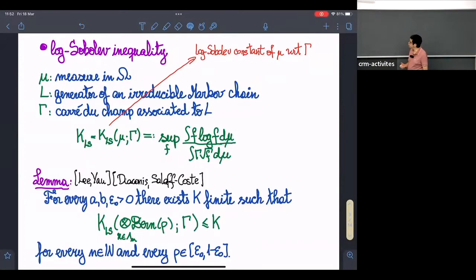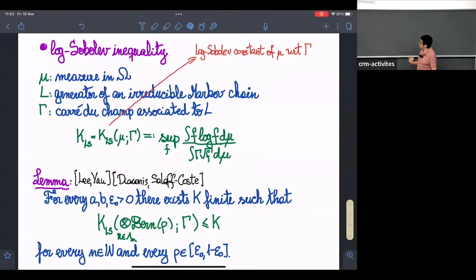Let me explain what I mean by the log-Sobolev inequality. It's a general fact about measures and generators of irreducible Markov chains. The setup is the following. You start with a measure in your state space omega. Let's assume that the state space is finite, so we don't have problems with the convergence of anything. And also, let's assume that the measure is a reference measure, in the sense that it has full support. Let's take L, the generator of an irreducible Markov chain, and let's take gamma, the carré du champ associated to L. This is a bilinear operator that you can construct out of L.